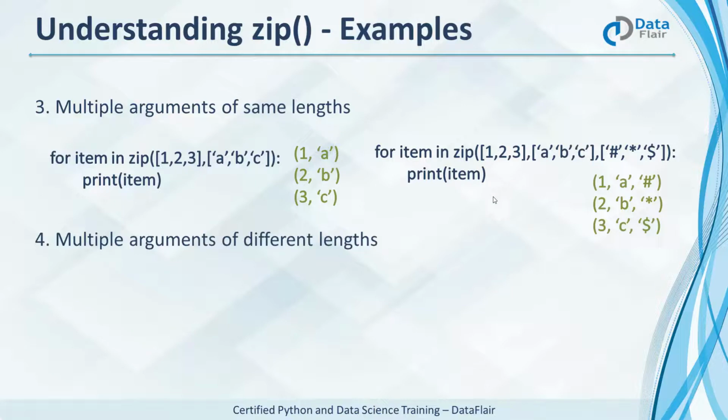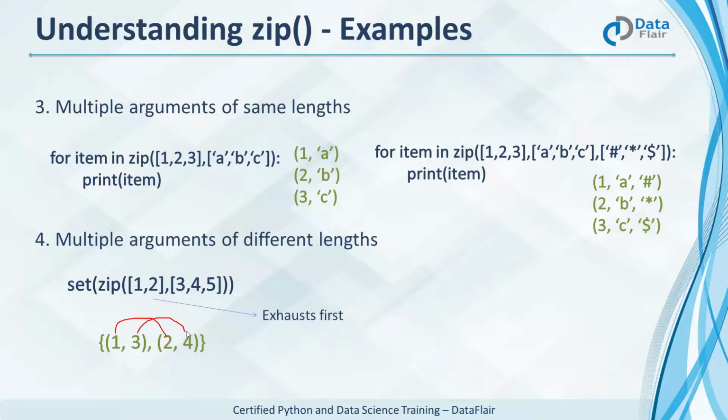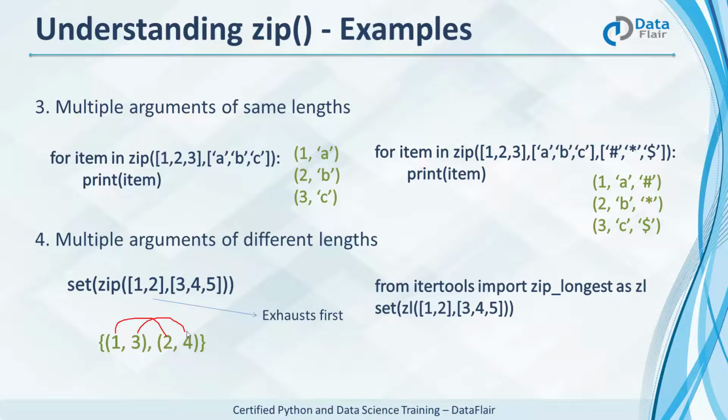Finally, multiple arguments of different lengths, say lists 1, 2 and 3, 4, 5, we get 2 tuples, 1, 3 and 2, 4. 1 pairs with 2 and 3 pairs with 4. Since the first list is smaller, it exhausts first. If you wish to keep the extra items, you can borrow the zip_longest function from itertools. The extra values get paired with None.